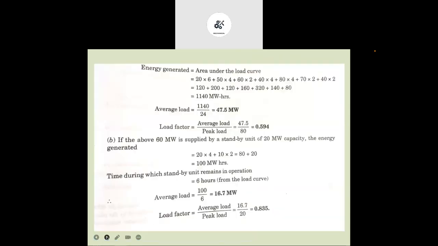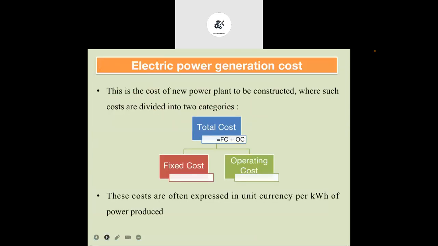Now in today's lecture we are going to take the next factor, which is electric power generation cost.